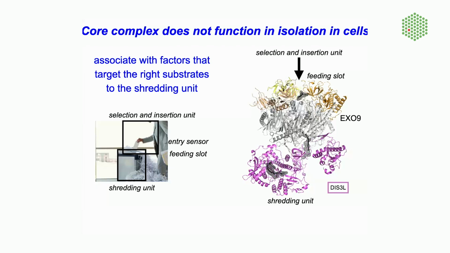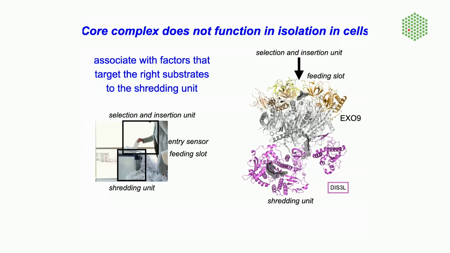And like in the man-made machine, you need something else. Okay? You need the hand that recognizes the paper you want to cut, you want to feed, and that pushes it through. And so this complex actually works with other factors and other complexes that can target the substrate and feed it through this entry here. And as you will see, there are also sensors that I will show you in a movie later.